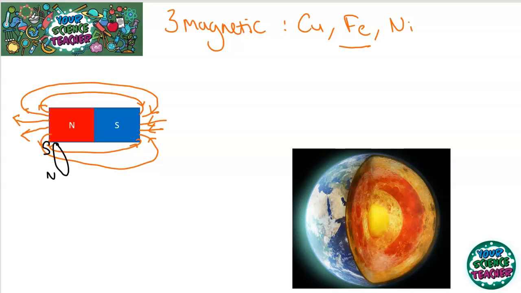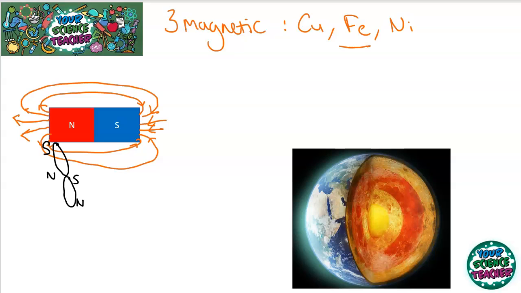And this paperclip could in fact pick up more paperclips along the way, and then that would have opposite poles to itself. And as you get further away from the magnet and the magnetic field lines spread out, the weaker the effect of the induced magnetism is. And as soon as you take these paperclips away from that magnet, the induced magnetism is gone.